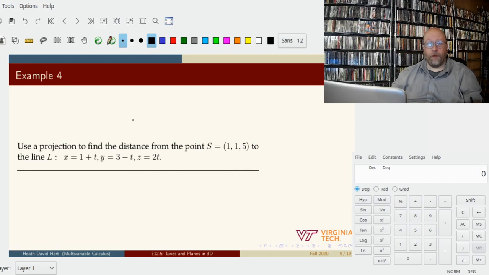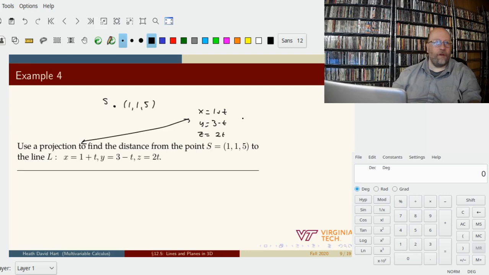So let's try this problem. We want to find the distance from the point (1, 1, 5) to the line x equals 1 plus t, y equals 3 minus t, and z is equal to 2t. And so this line was built using the point (1, 3, 0) and using the vector (1, -1, 2).